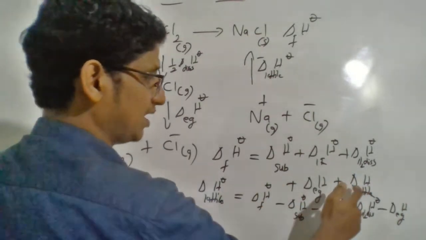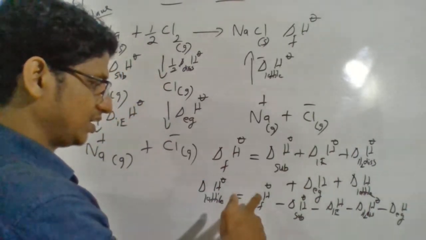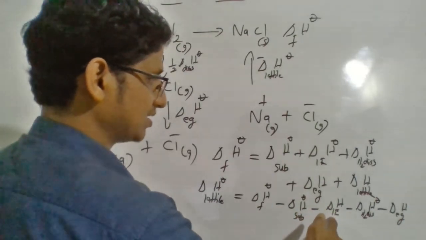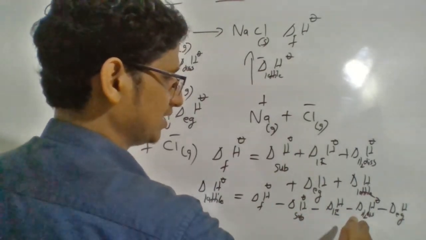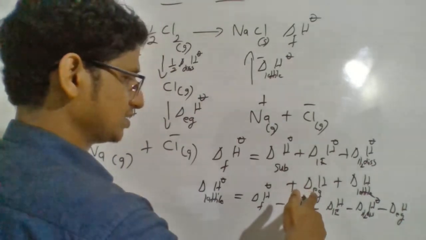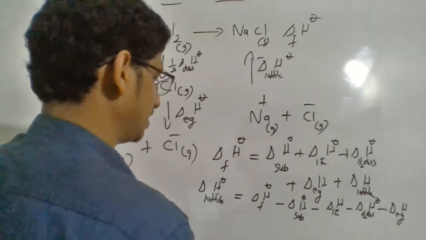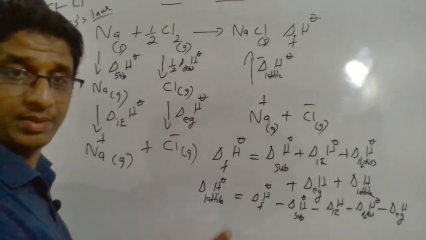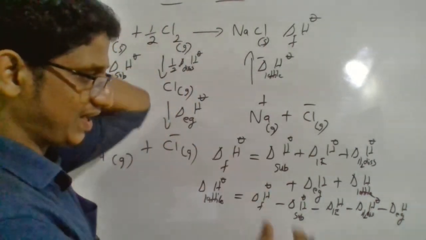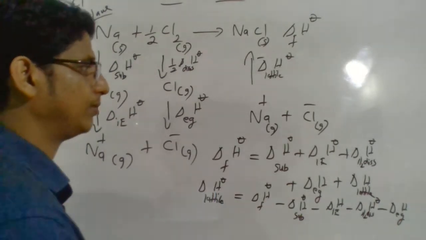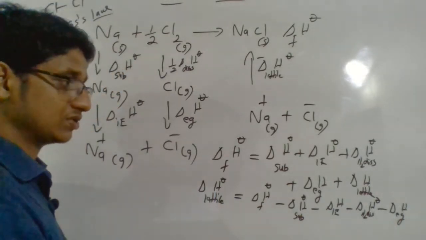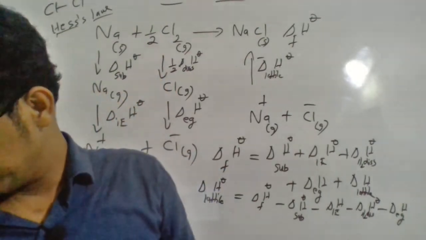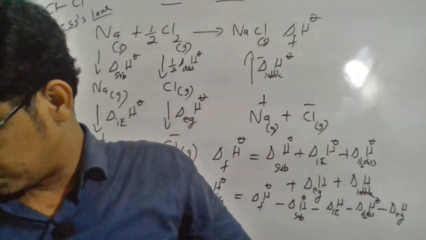So if you want to find lattice enthalpy, how can you find it? It is delta H formation minus all these factors: delta H sublimation, minus delta H ionization enthalpy, minus delta H dissociation enthalpy, minus electron gain enthalpy. That will give you the value of delta H lattice enthalpy. So remember the way of finding the lattice enthalpy. When we do a problem, you will get a better understanding. So this is what the Born-Haber cycle is all about, especially used to find the lattice enthalpy of an ionic compound.